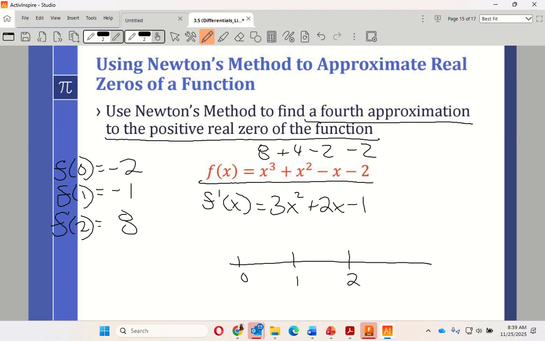It crosses where? Between 1 and 2. That's what we're trying to get at here. It's crossing between 1 and 2. So that's where I'm going to go through and start my guess. Like I said, C1 is my guess. What do you want to guess? 1.5. Let's just start right there in the middle. So I'm going to say right here, C1 is 1.5.